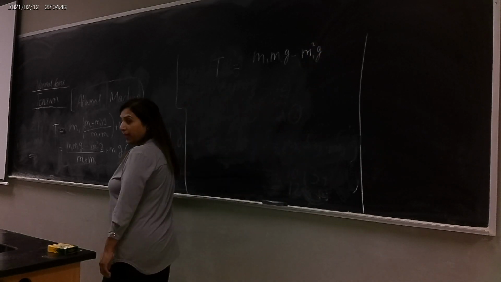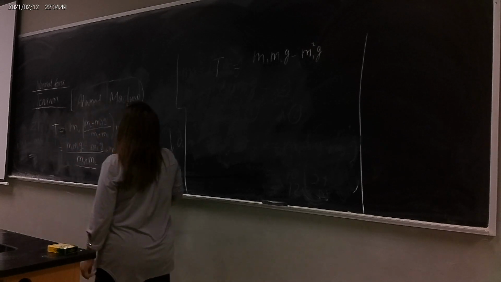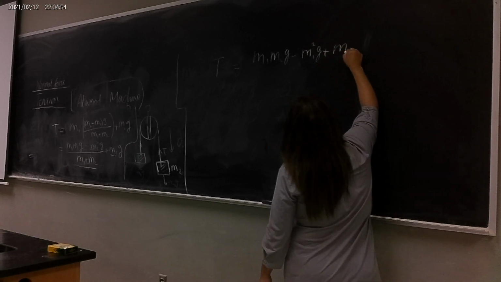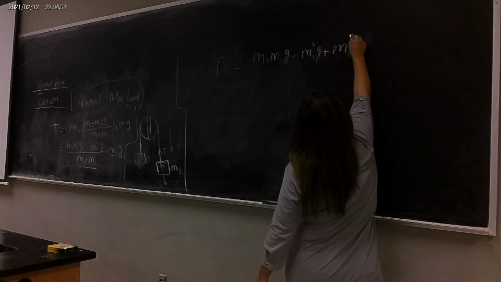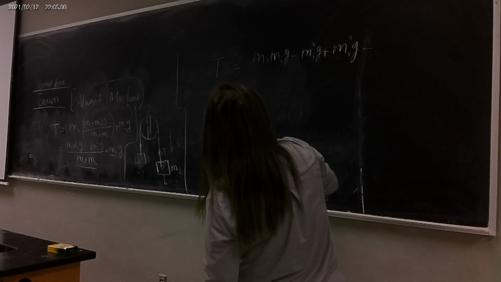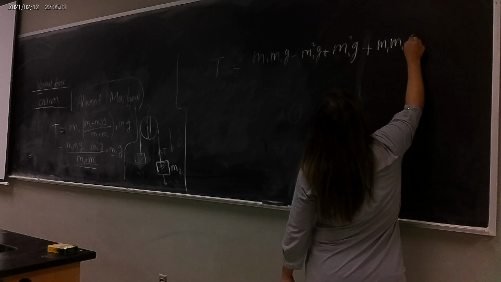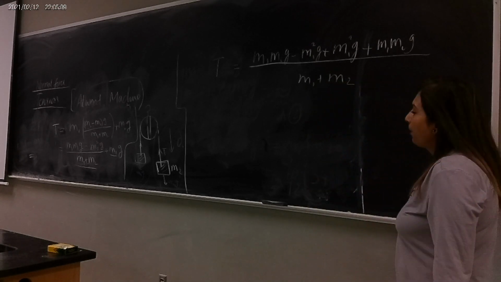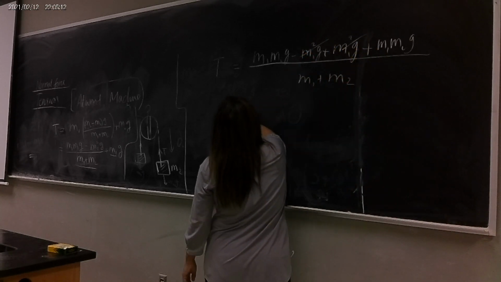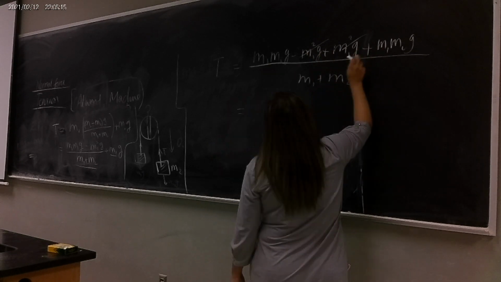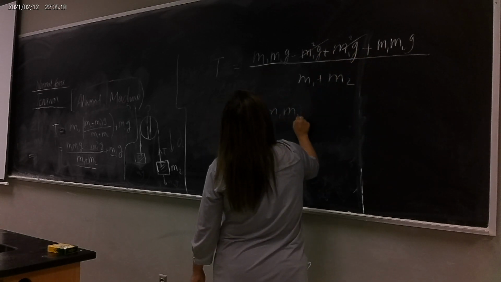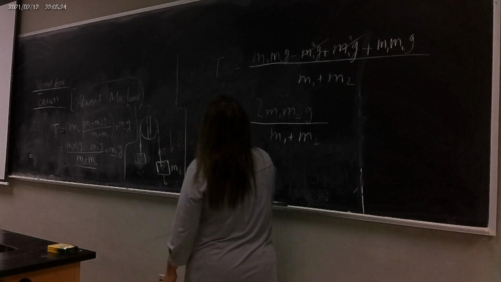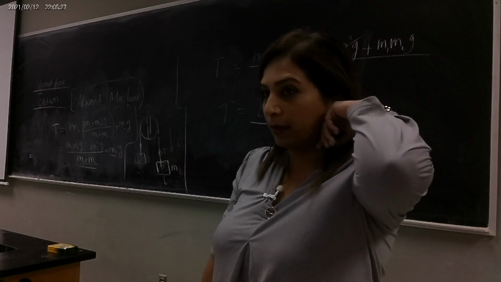If I take the LCM, this gets multiplied with this. So M1 squared G plus M1M2G, divided by M1 plus M2. These two get cancelled. They are the same. These two add up to M1M2G divided by M1 plus M2. That is the formula for tension for the connected objects.